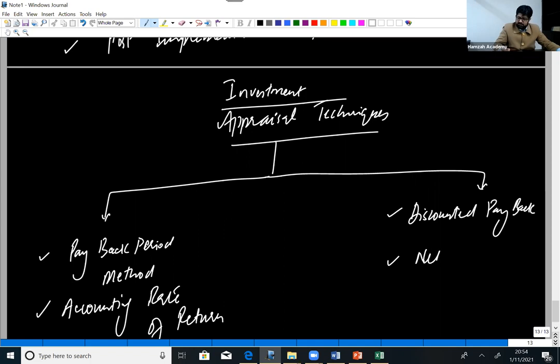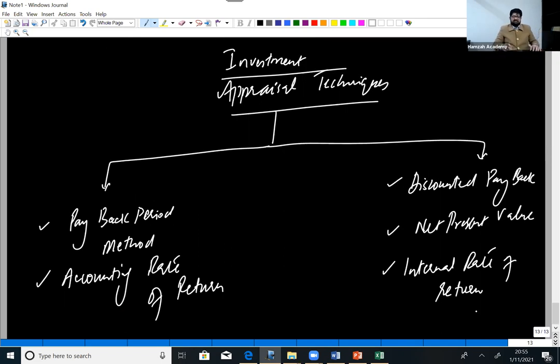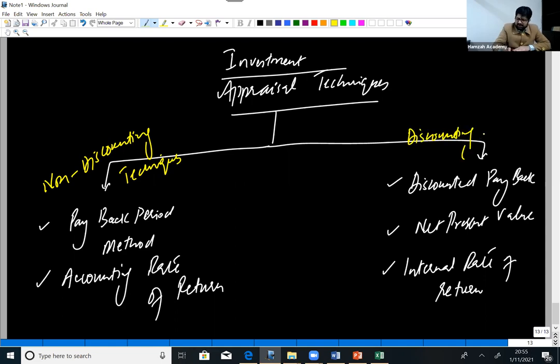Net present value, internal rate of return. Five techniques are there. The first two are called non-discounting techniques, and the others are called discounting techniques. What is their meaning? I'll explain in a while. Note it down, please. Then I'll proceed.